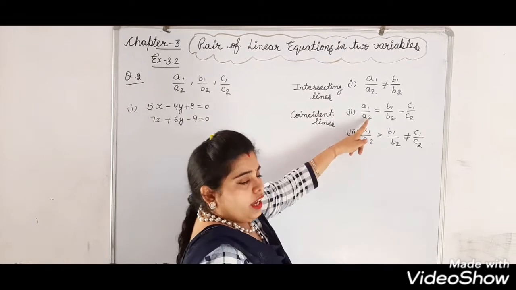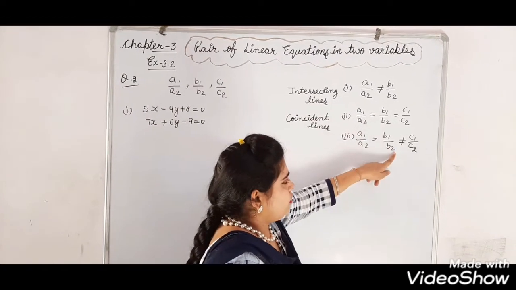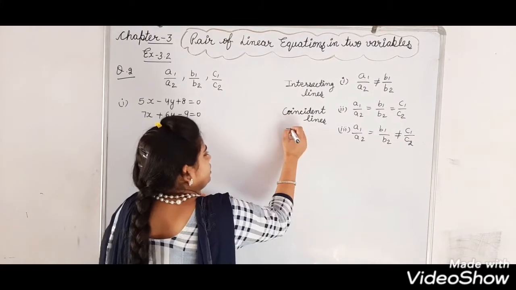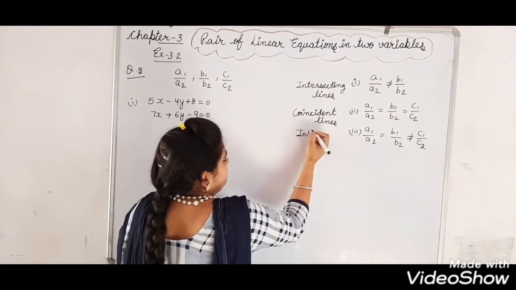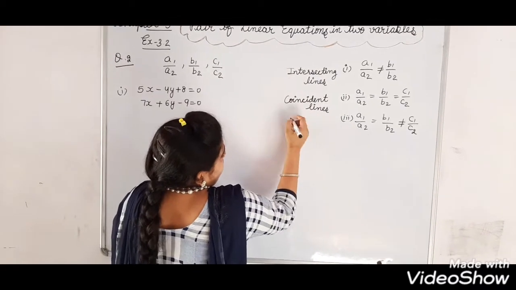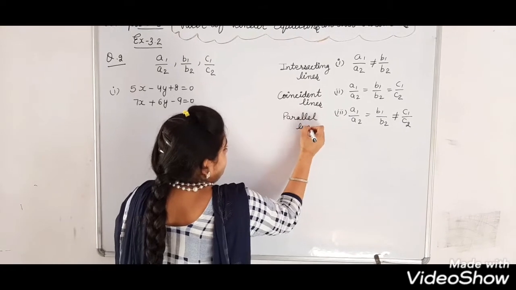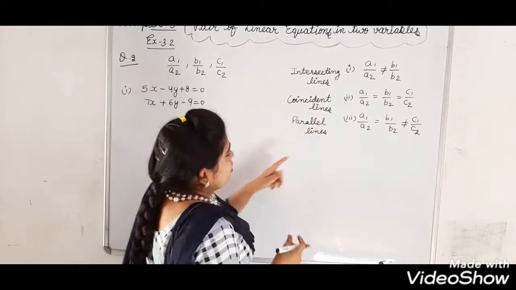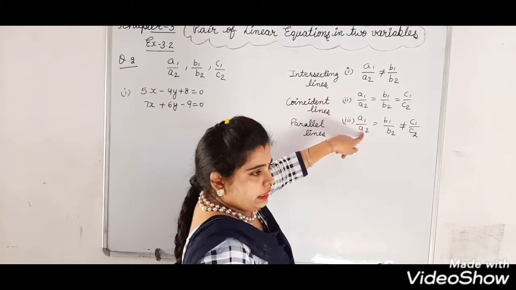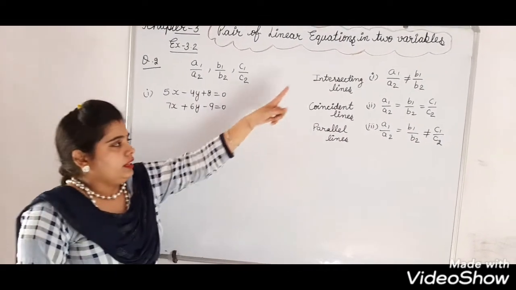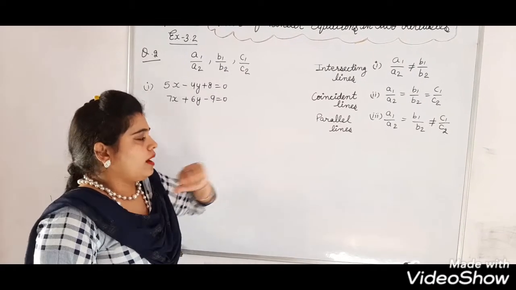Means coincident lines. If A1 by A2 is equal to B1 by B2 but not equal to C1 by C2, then lines will be parallel. Lines will be parallel. So, based on these three conditions, we have to tell whether these examples are having intersecting lines, coincident lines or parallel lines.